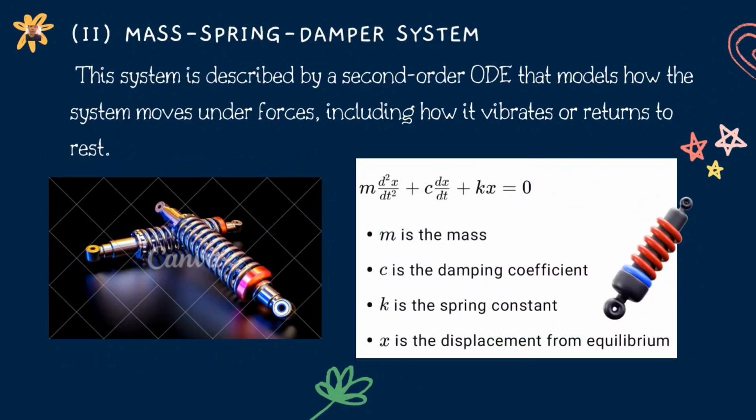The second example is the mass spring damper system, which appears in mechanical structures like car suspensions or building supports. This system is described by a second-order ODE that models how the system moves under force, including how it vibrates or returns to rest. Understanding this will help engineers design a stable, smoothly operating mechanical system.